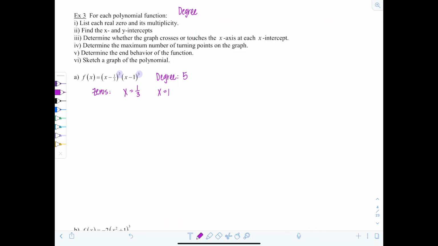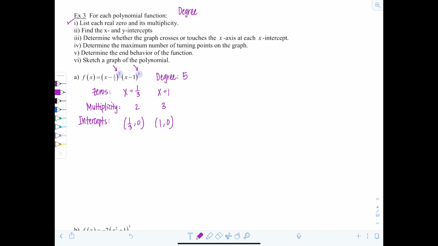And then let's figure out the multiplicity for each of these. So the multiplicity for x equals 1/3 is going to be 2 because that's the exponent on that factor. And the multiplicity for x equals 1 is 3 because that's the exponent on the factor. All right, that's done. Now let's find the intercepts. So x-intercepts are pretty easy because we have the zeros. We have (1/3, 0) and (1, 0).